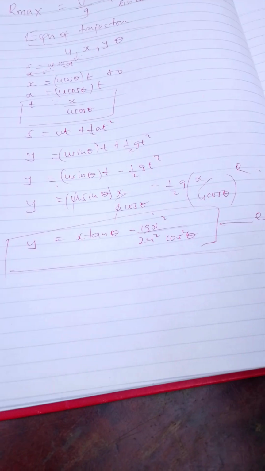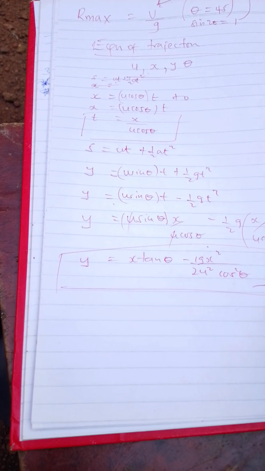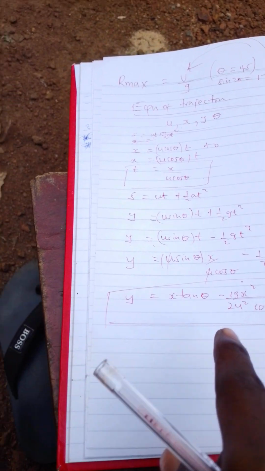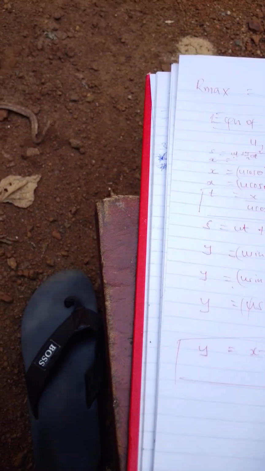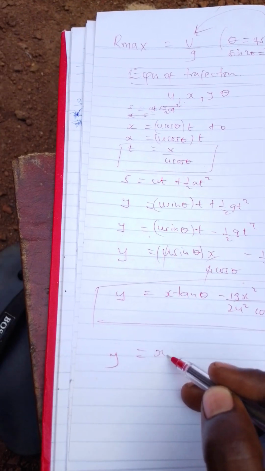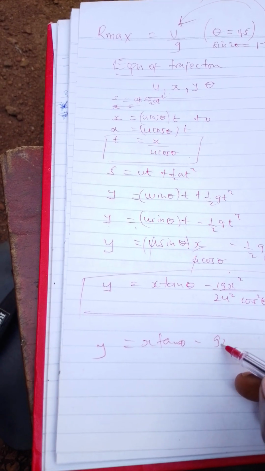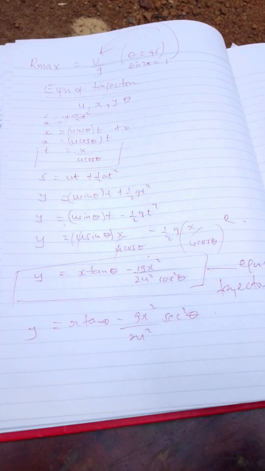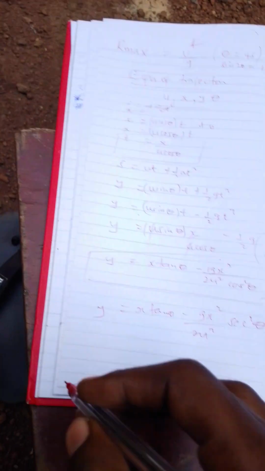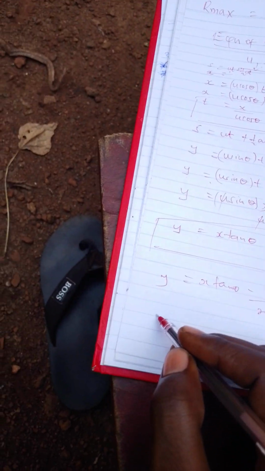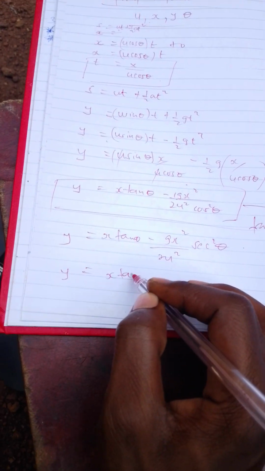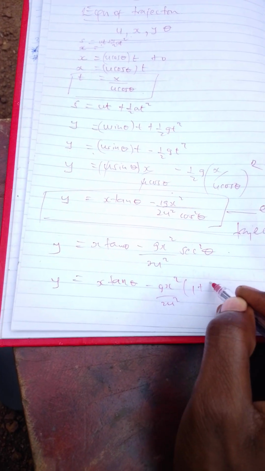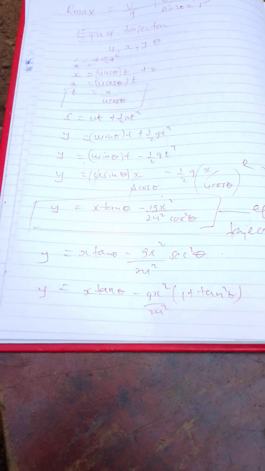This is one of the equations of trajectory. You can complete it through mathematics. We very well know that 1 over cos squared theta is sec squared theta. Hence it can also be written as y is equal to x tan theta minus gx squared over 2u squared, this is sec squared theta. But members also know that sec squared theta is 1 plus tan squared theta. Hence y is equal to x tan theta minus gx squared over 2u squared into 1 plus tan squared theta. Thank you.